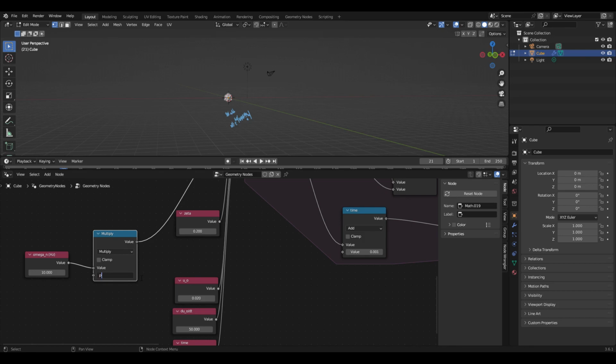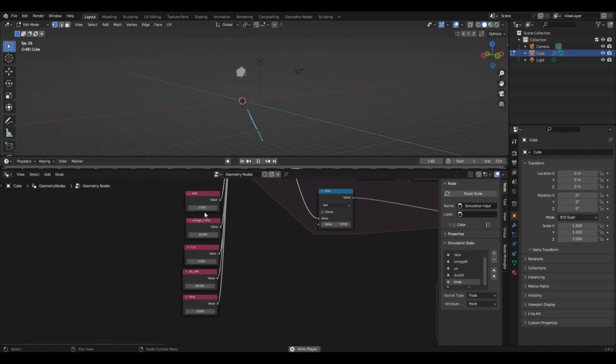So what I'm doing here is taking the omega n that I want in hertz, but in order to use it in these equations, I need to turn it into radians. So I'm typing tau in for the value that I multiply it by, and that's going to multiply it by 2 pi.